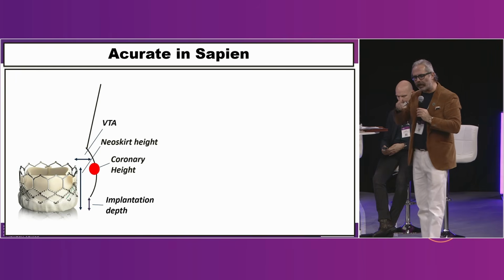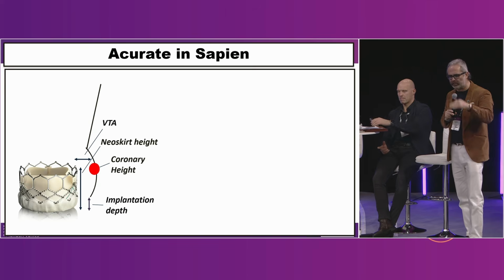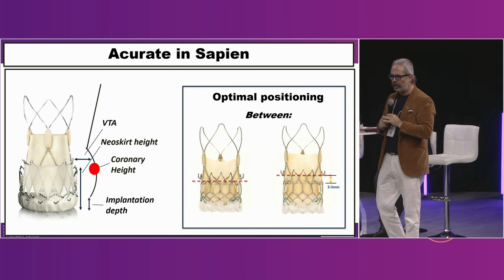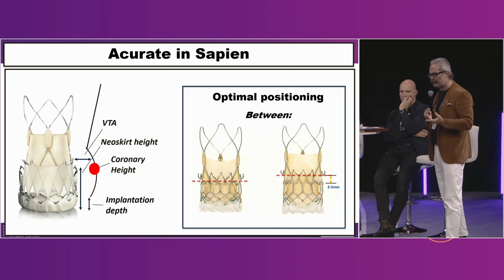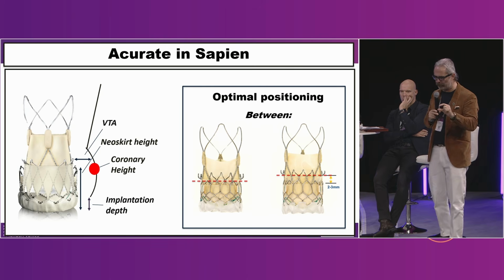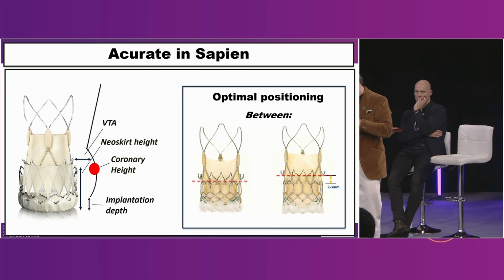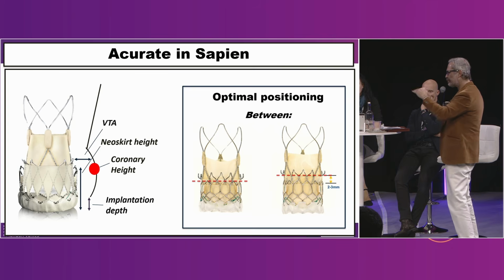The opposite, ACURATE in SAPIEN, then I've finished. Again, the same 4 parameters: VTA, neoskirt, coronary height, implantation depth. What is the optimal position? This is the discussion to do in this case, because the valve is a short frame, the SAPIEN. The recommendation from the bench test is to stay maximum 2 or 3 millimeters above the SAPIEN.